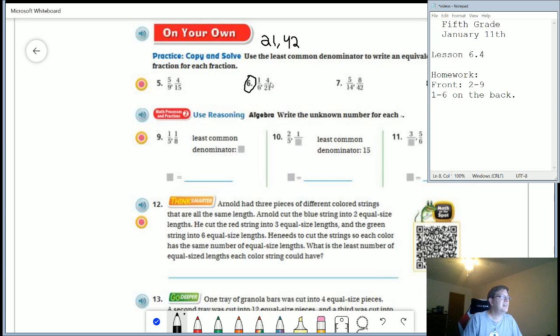So I can do the 4 over 21 side times 2. And so that would give us something that looks like this. And then we would get 8 over 42.